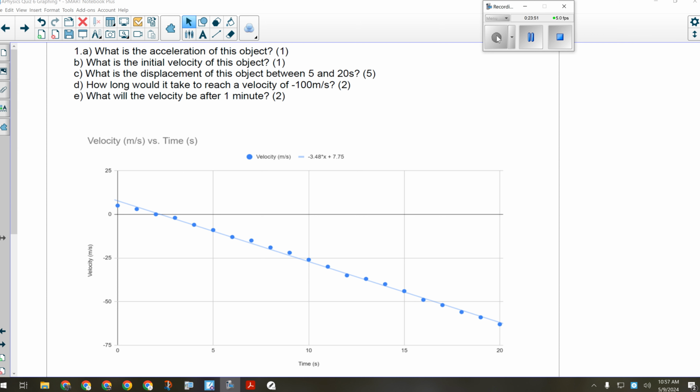All right, so for 1 mark, what's the acceleration of this object?